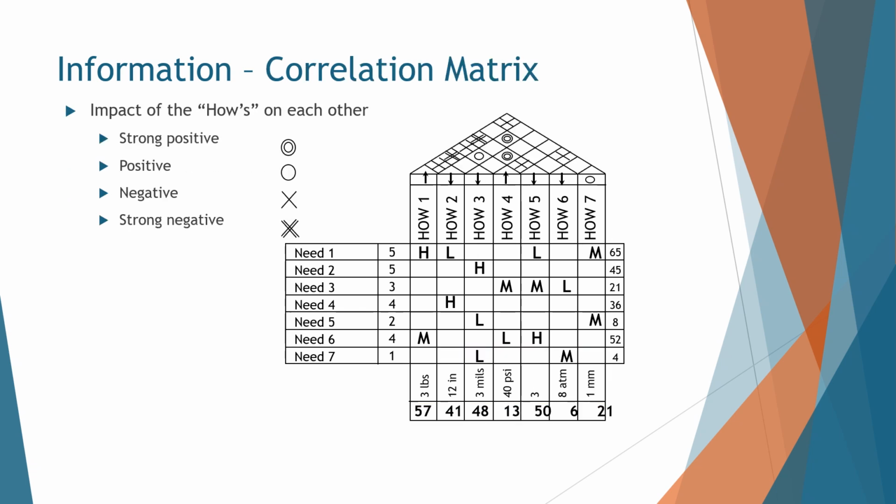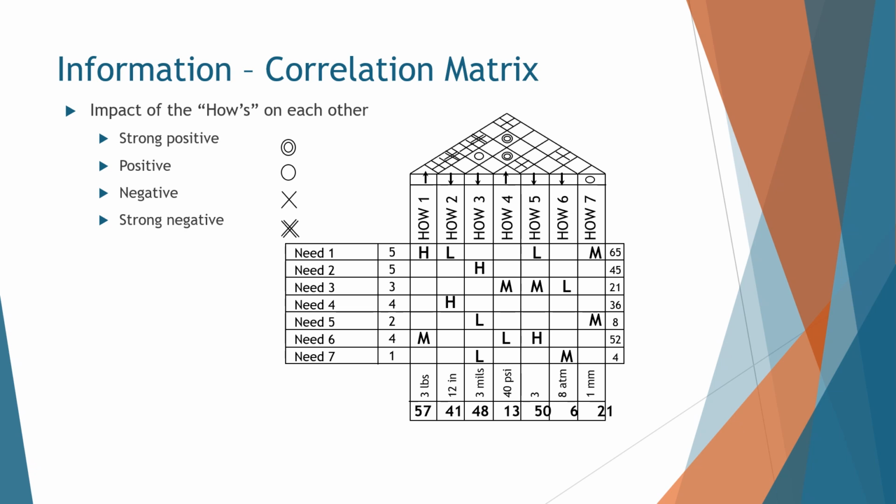Information correlation matrix. Impact of the hows on each other. If you have a circle within a circle, that's a strong positive relationship. As one variable increases, the other variable increases. And then you just have a positive, but not a strong positive, just a normal positive. That means as one variable increases, the other variable increases.